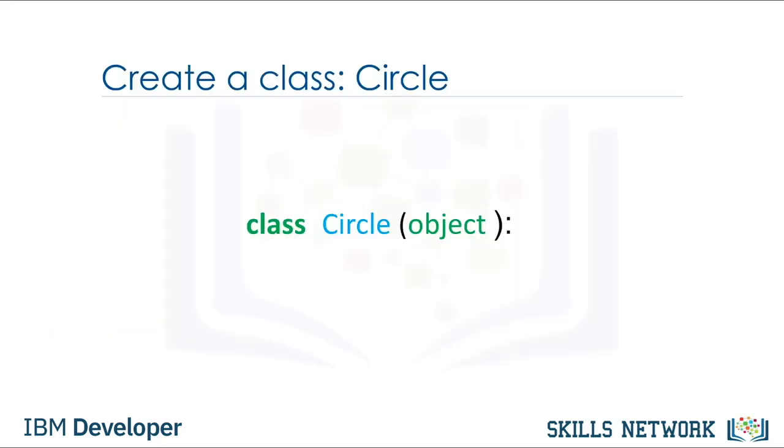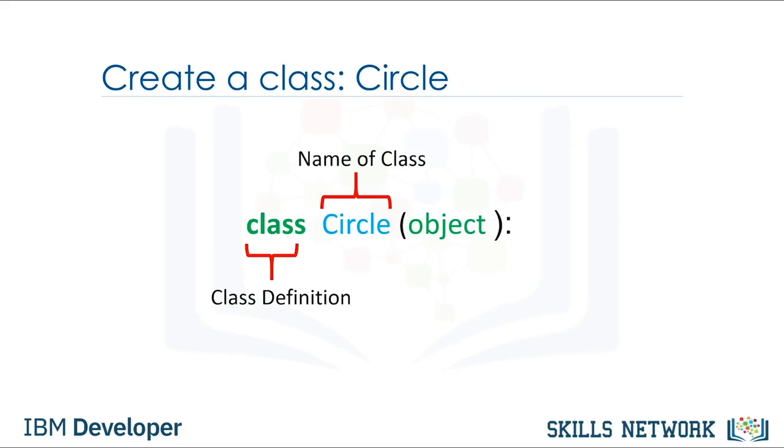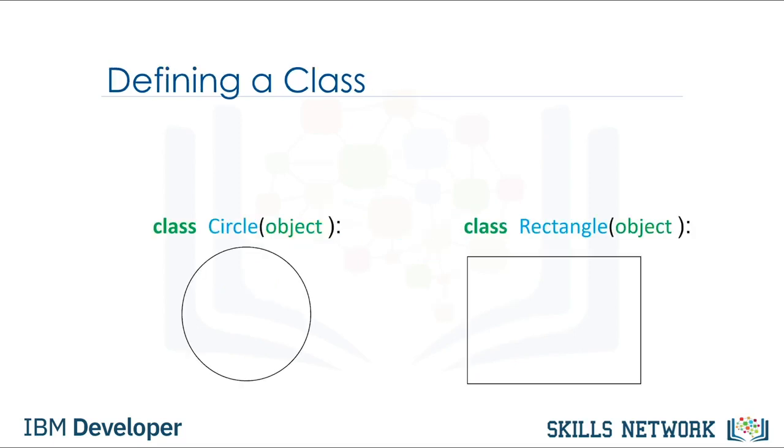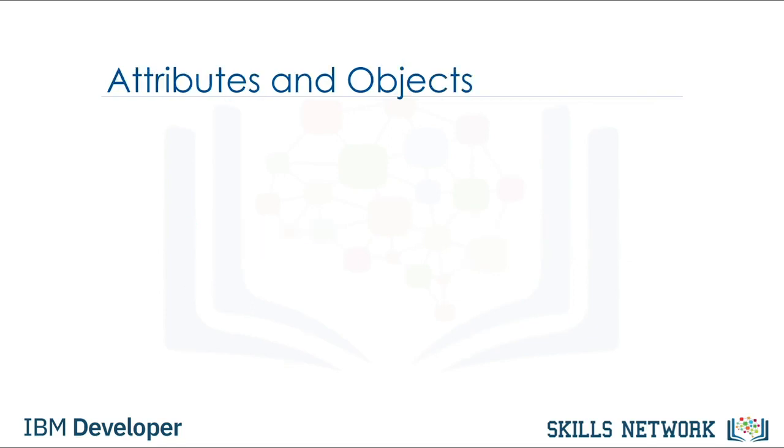To create the class circle, you will need to include the class definition. This tells Python you are creating your own class, the name of the class. For this course in parentheses, you will always place the term object. This is the parent of the class. For the class rectangle, we change the name of the class, but the rest is kept the same. Classes are outlines; we have to set the attributes to create objects.